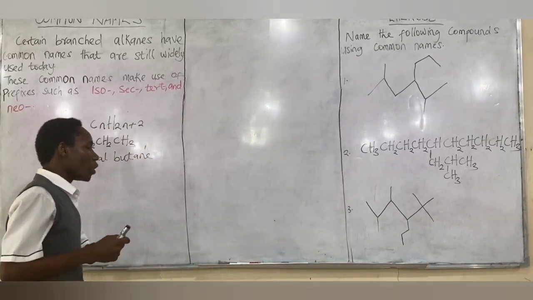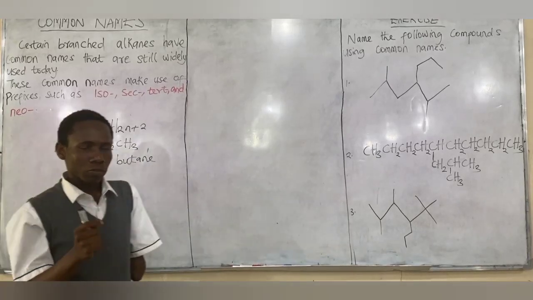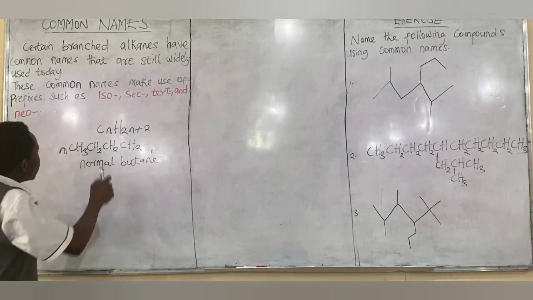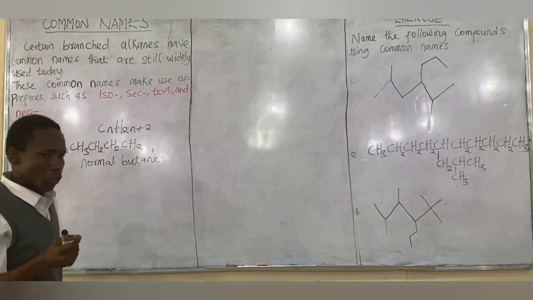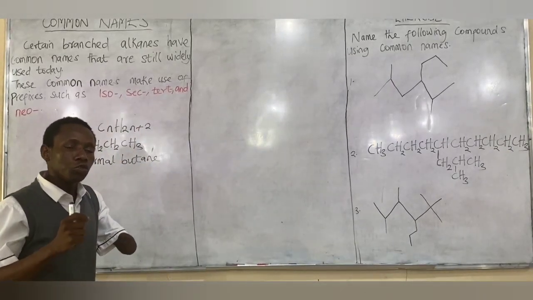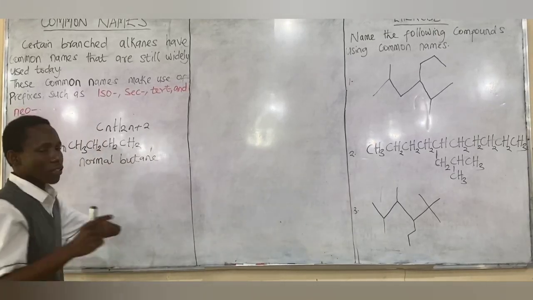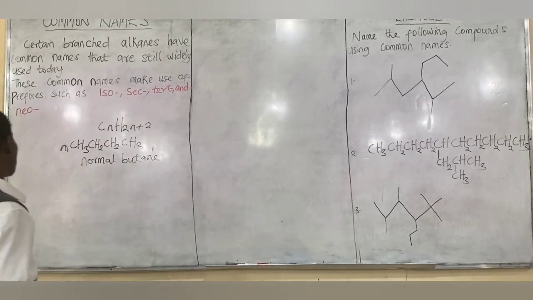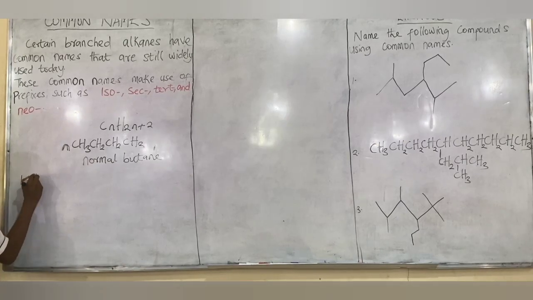We are going to learn how to use these names, because most often students get confused. They don't know the difference between iso and sec. They can't also tell the difference between tert and neo. So at the end of today's class, you should be able to differentiate between iso, sec, tert and neo, and how to use them in naming alkanes. Let's start from the first one. We have the iso.